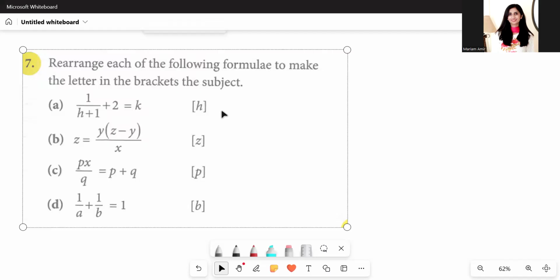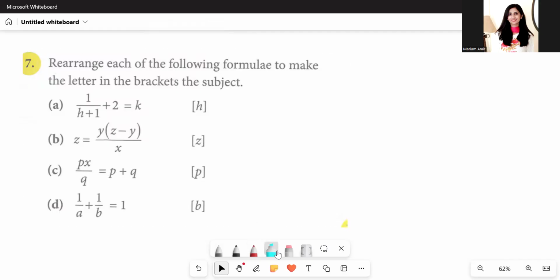All right. Question number 7. We're doing homework corrections. Rearrange each of the following formulas to make the letter in the bracket the subject. Right now, the subject is K, but we need to rearrange this equation so that H becomes the subject. Now, you need good basics of algebra here in order to move everything around and make this the subject.